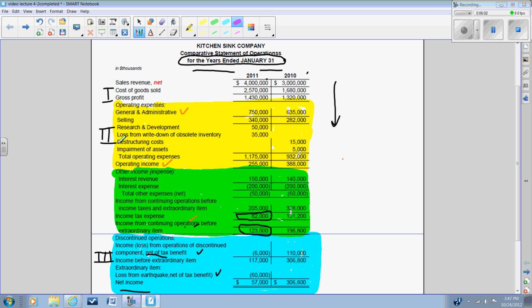So, for example, something like restructuring costs. Restructuring costs are unusual, but well within the normal business risk. Even if it does not occur frequently, this is not an unusual event. So we do not classify these as an extraordinary item.